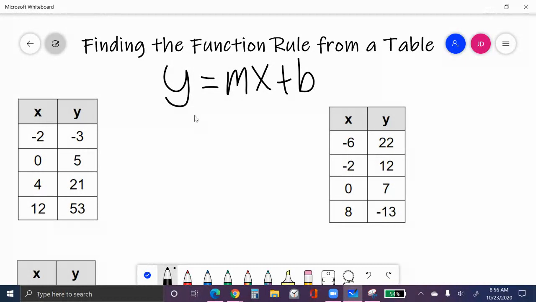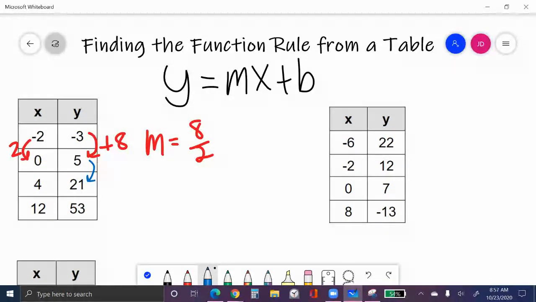So if we look at our first table right here, we need to find the slope. You would do that by finding the change in y over the change in x values, the rise over run. They should have the same ratio when you divide those numbers. So from -3 to 5, that goes up 8. And -2 to 0 goes up 2. So the ratio for my slope in this one is 8/2. Now let's double check the next one.